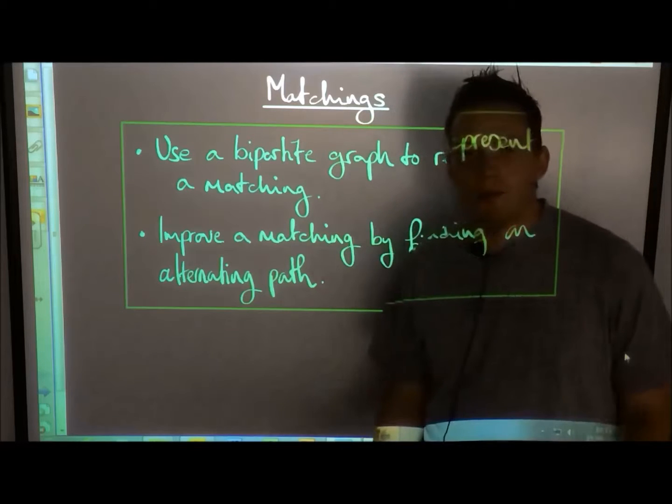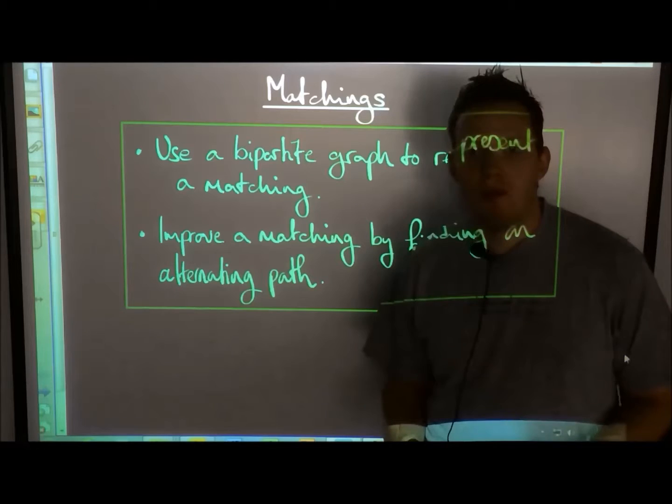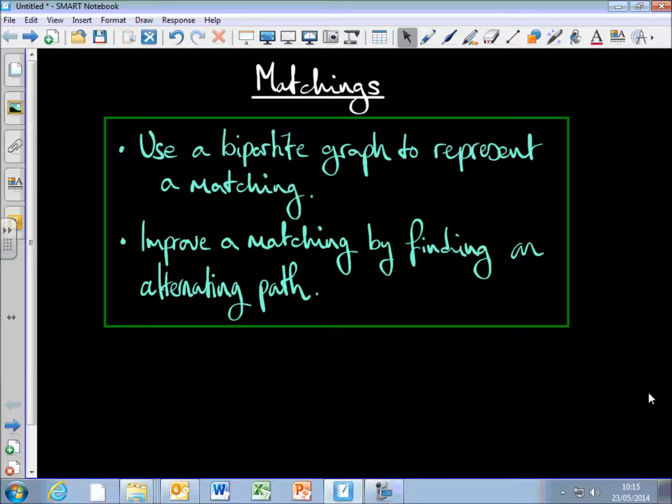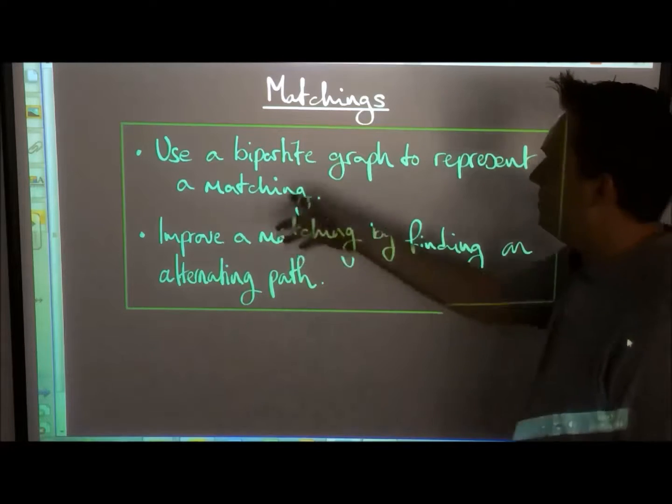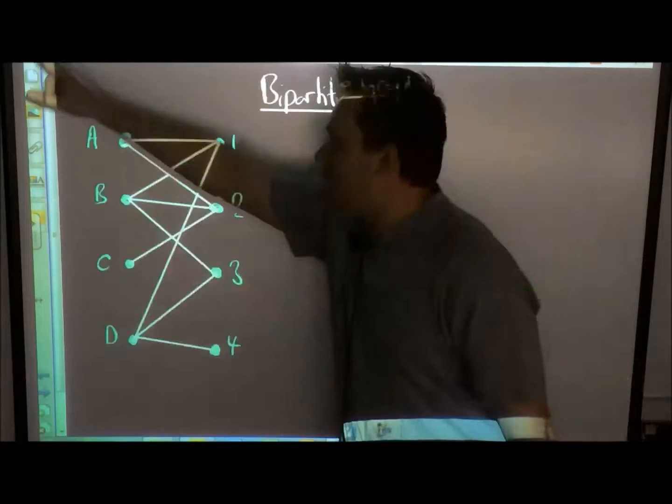Okay, so we're going to talk about the matching algorithms used on the D1 exam. And first of all, we're going to talk about bipartite graphs, which are the graphs we use to do the matchings. And then we're going to talk about how to improve a matching that we're already given to make it maximal or complete. Okay, so first of all, let's talk about bipartite graphs.